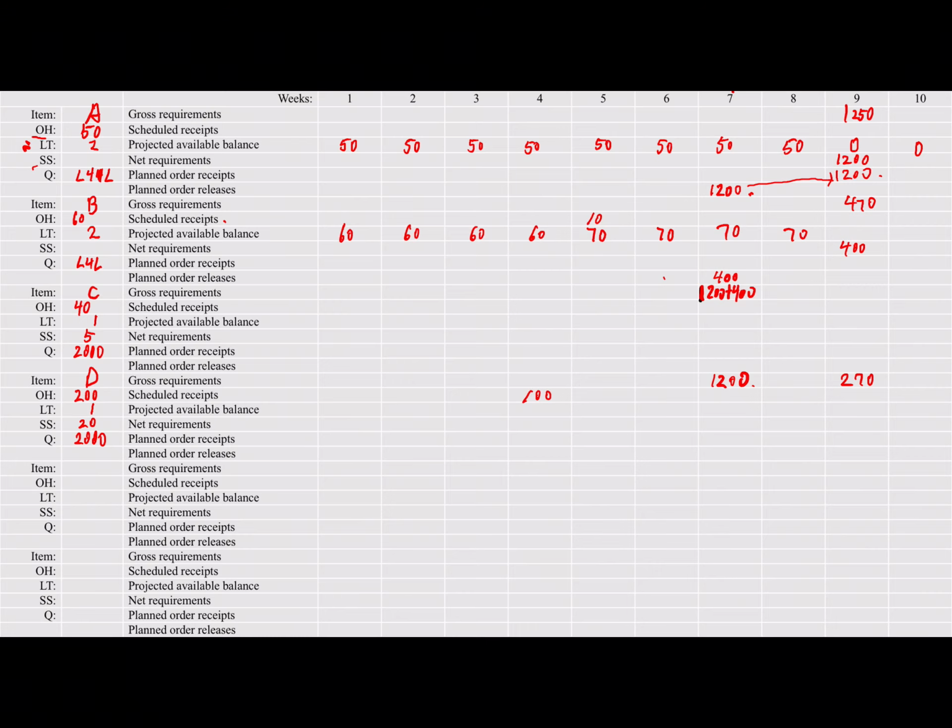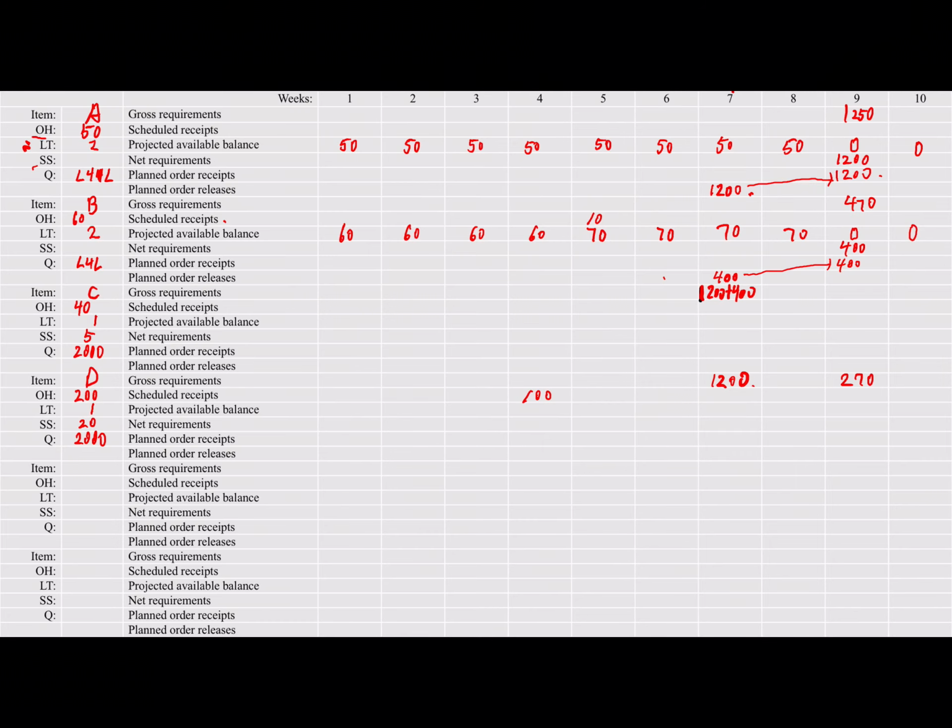So for B, we placed an order at week 7 of 400. And this 400 will arrive after the lead time, which is here, 400. We got 400, and the net requirement for this week is 400, so this is 0. Week 10 is also 0, because we do not have any on hand anymore and there's no net requirement. We do not need to place any orders anymore. All right, so this is how we compose B.